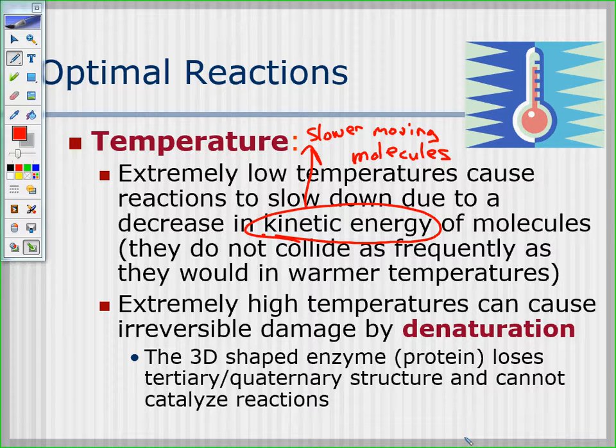At warmer temperatures, extremely high temperatures can cause damage by denaturation. Denaturing an enzyme means all those disulfide bridges, those hydrogen bonds, covalent bonds are broken. You can't put them back together. The biggest thing you can do if you get a fever is to put somebody in an ice bath, and hopefully you can still control the enzymes that haven't denatured and maybe form some new ones to keep you alive. The enzyme protein loses its 3D shape, the tertiary and quaternary structure, and cannot catalyze reactions. It can no longer fit the pellet in the Pac-Man's mouth.